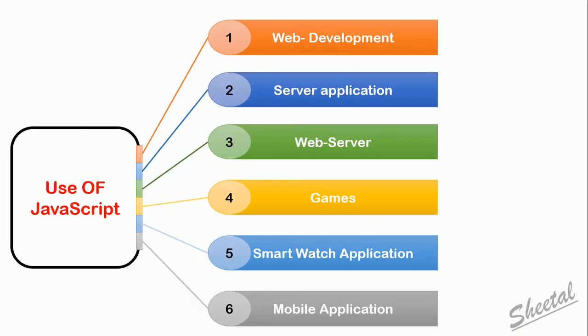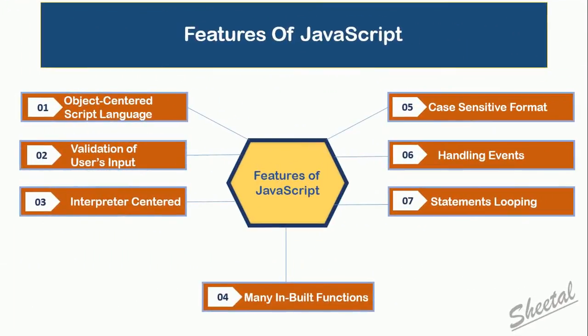Let's discuss JavaScript features. JavaScript is an object-centered scripting language. Object-centered languages are mostly used for features like polymorphism. Validation of the user's input is most commonly known as form validation. It is interpreter-centered, which allows the user to get the output without the use of a compiler. JavaScript has many inbuilt functions.